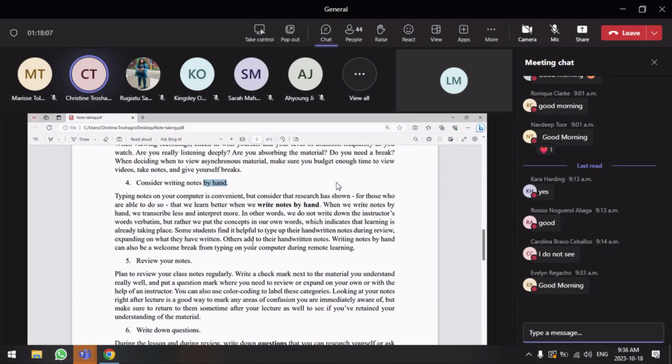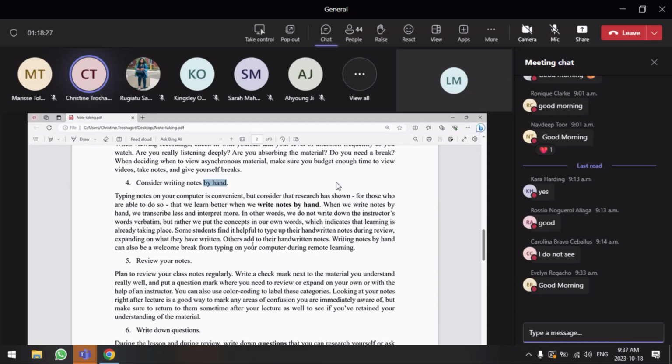Some students find it helpful to type up their handwritten notes during review, expanding on what they have written. Others add to their handwritten notes. Writing notes by hand can also be a welcome break from typing on your computer during remote learning.